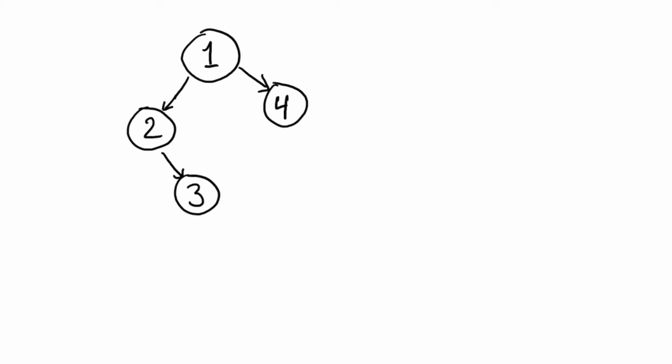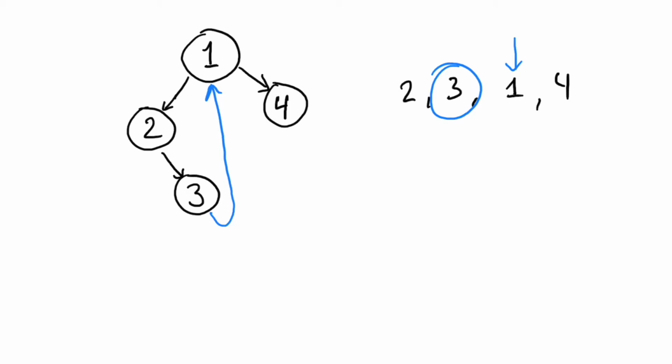The in-order traversal will give the result 2, 3, 1, 4. So the predecessor of 1 would be 3. To find the predecessor algorithmically, we simply need to go left once and then continue right to the bottom. So 3 can be linked to 1. But wait, you might say, wouldn't this create a cycle in our tree? So when we do our traversal, we would get stuck in an infinite loop.